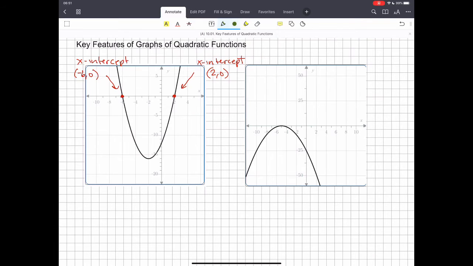The graph also has a very low point. This has several names, or it could be referred to as several different things. The first term you might hear is vertex. The other term you'll hear often is the minimum. And sometimes it could actually be called the turning point as well. So the vertex, aka minimum of this graph, the absolute lowest point, is at (-2, -16).